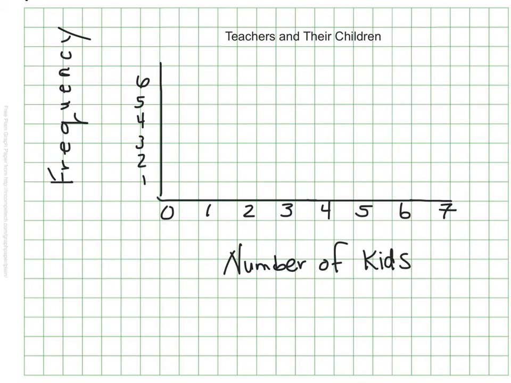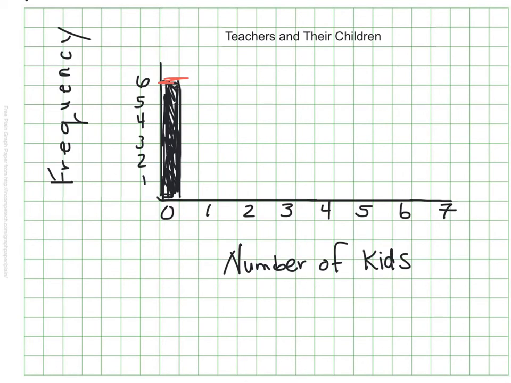Now I'm ready to put in my data. In a line plot, we used a symbol, maybe an X or a dot, to represent each result or piece of data that we had. This time we're going to draw bars that are as high as the number they represent. For 0 kids, there were 6 people who said they had 0 kids. I need to record a frequency of 6. By doing so, I can quickly glance at my graph now and say, oh, there were 6 people who have 0 kids.